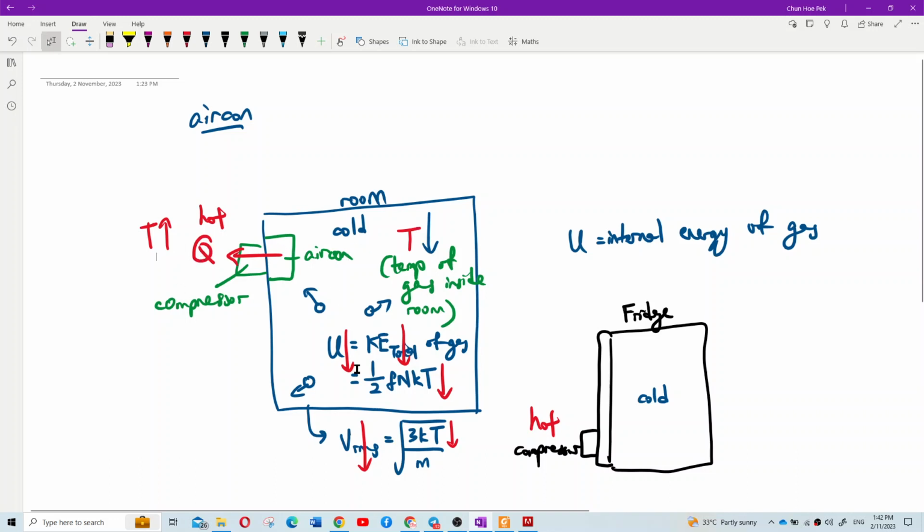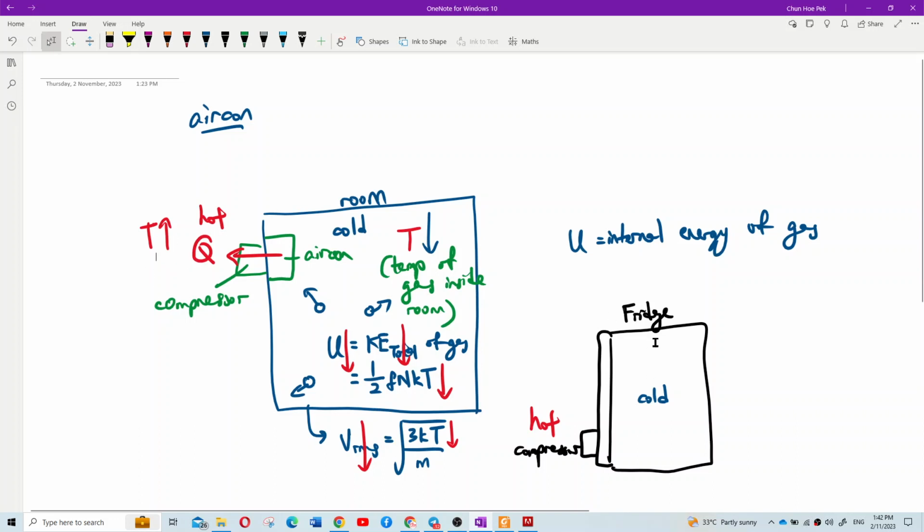So that the internal energy of gas inside the room will decrease. End up the kinetic energy of gas will decrease, so the temperature of the gas inside the room will decrease. So that's why it becomes cold. And outside, when the heat is taken out, we feel at the compressor there is hot, because heat energy is being taken out from the room, and over here the temperature is higher.